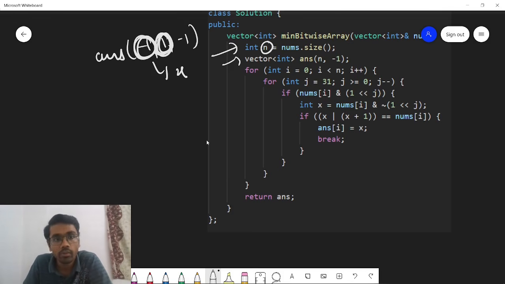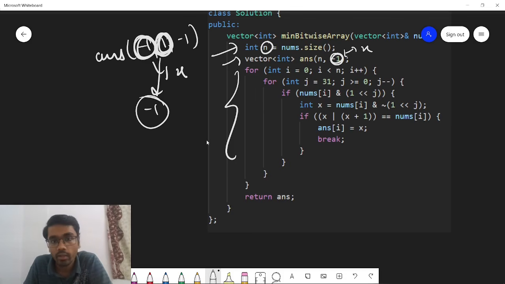We are doing this because in the question they have said that for a particular nums of i, if the x value doesn't exist, we need to return -1. So that's why we are initializing it with -1. If we get the answer, well and good, we can just replace it with x. Otherwise it will remain -1 because we didn't get any x value.